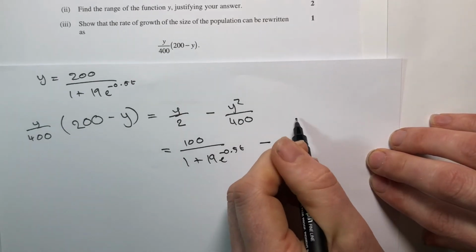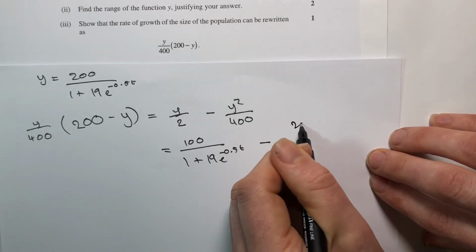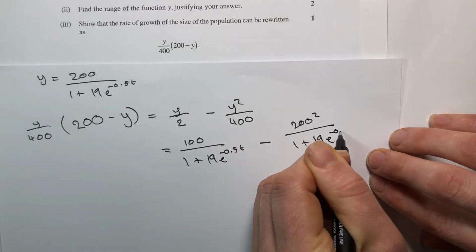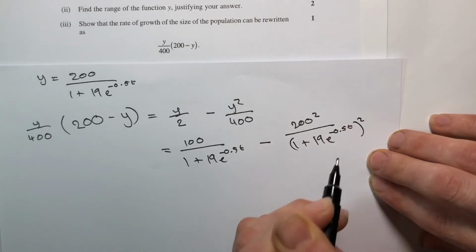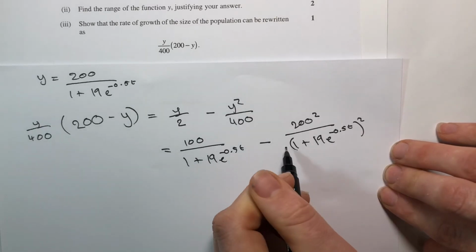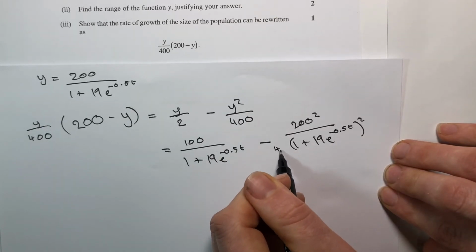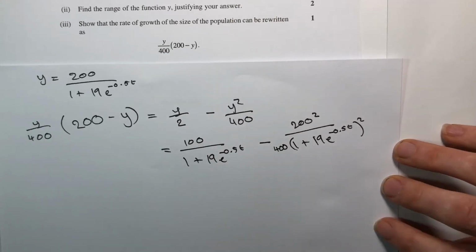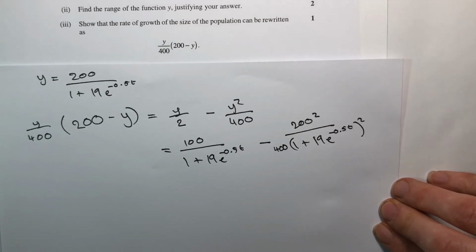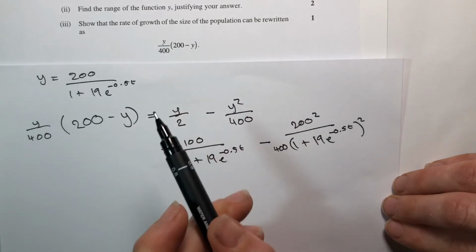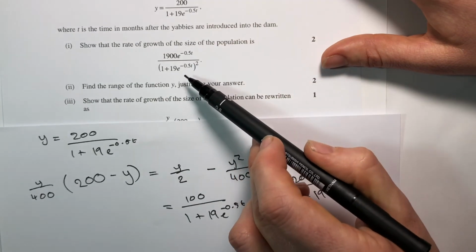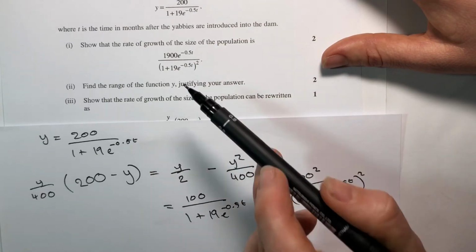Now y squared is going to be 200 squared on 1 plus 19 e to the negative 0.5t, all squared. Same thing again. Now if I'm dividing that by 400, then that's actually just going to put 400 into the bottom. So I end up as such. And now what I've got to do is fiddle with it until it looks like the function we were given up here, y dash. Oops, that one. That's y dash. That's what I've got to try and make it look like.